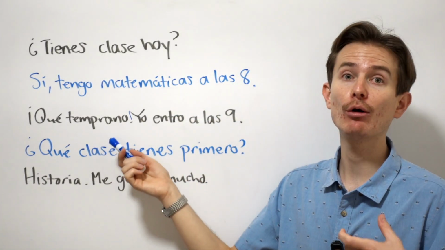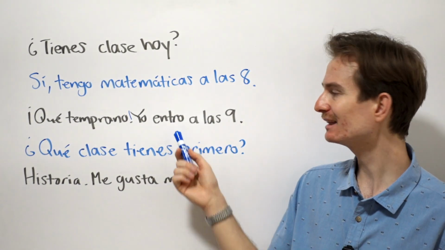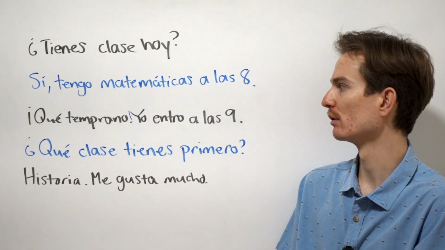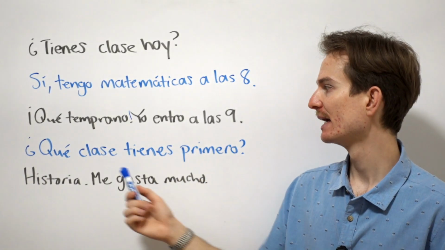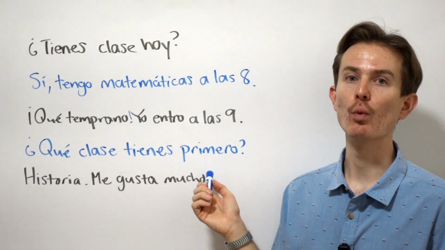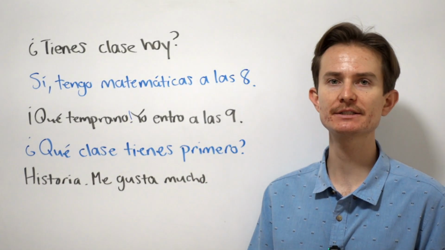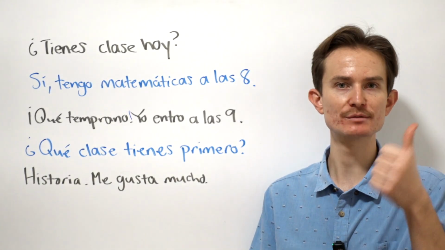¡Qué temprano! How early! Yo entro a las 9. Okay, entro we use when we're talking about we go into class or we go into school. Yo entro a las 9 de la mañana, por ejemplo. ¿Qué clase tienes primero? What class do you have first? Historia, history. Me gusta mucho. I like it a lot. All right, let's move on to the next conversation.